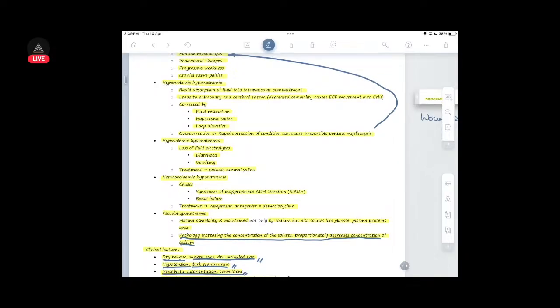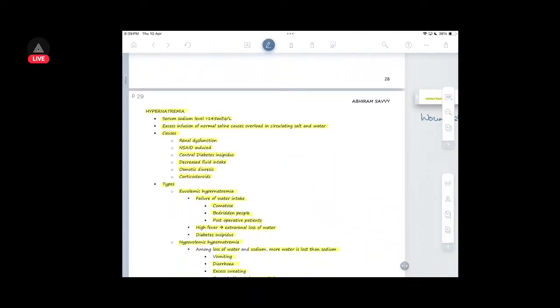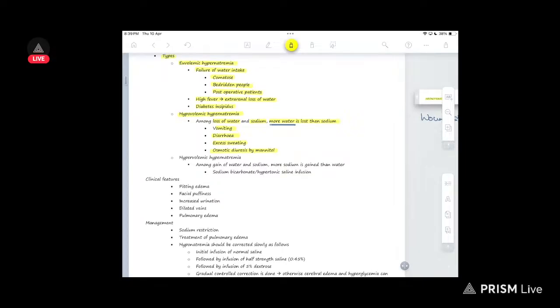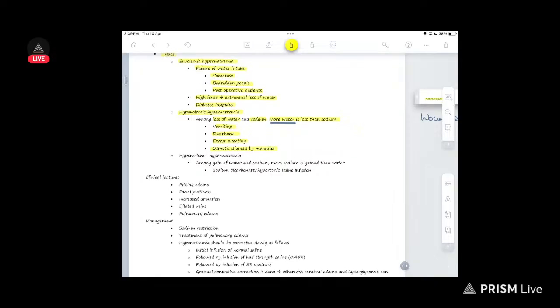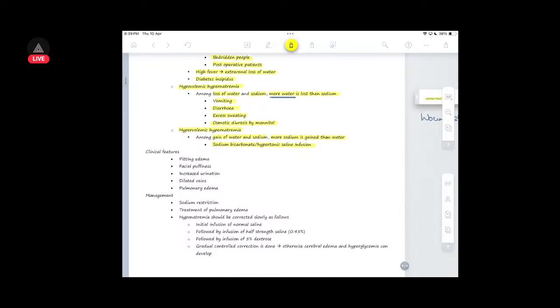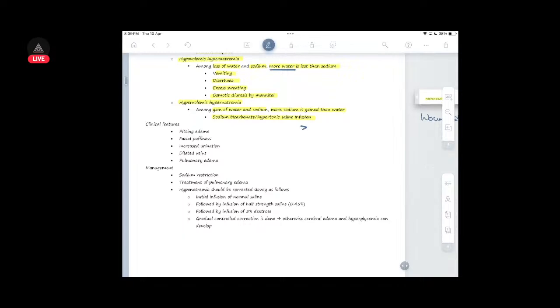Once again, loss of fluid and electrolytes, diarrhea, vomiting, excessive sweating. More water is lost than sodium. Euvolemic will be failure of water intake, volume will be normal, but high fever or extra renal loss of water may be there. Diabetes insipidus, but volume level will be normal. Hypervolemic hypernatremia is gain of water and sodium, but more sodium is gained than water: sodium bicarbonate, hypertonic saline infusion more than 0.9.